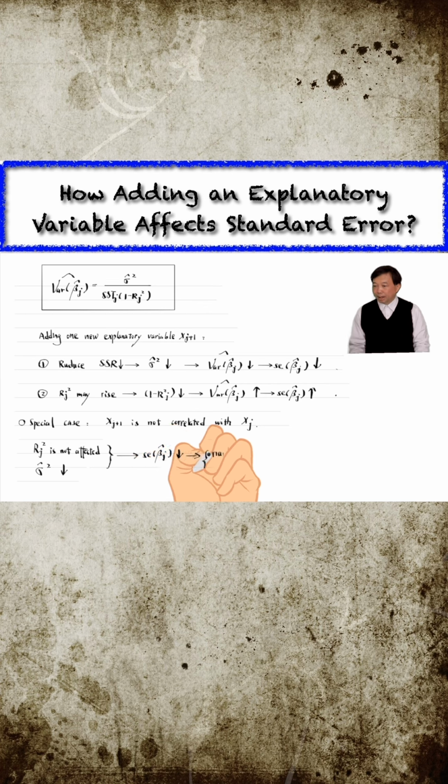A smaller standard error means a more precise OLS estimate, since its confidence interval becomes narrower. The t-statistic becomes larger, and the OLS estimate becomes more statistically significant.